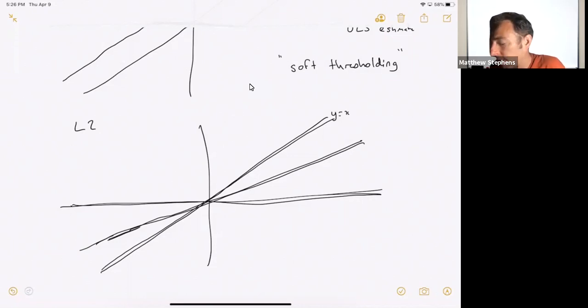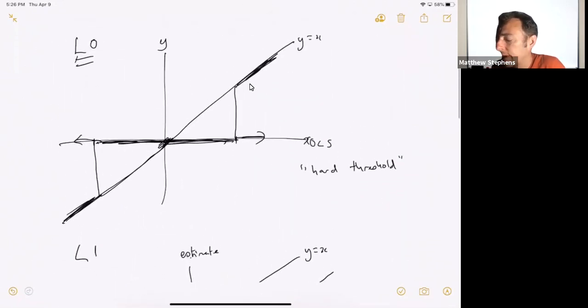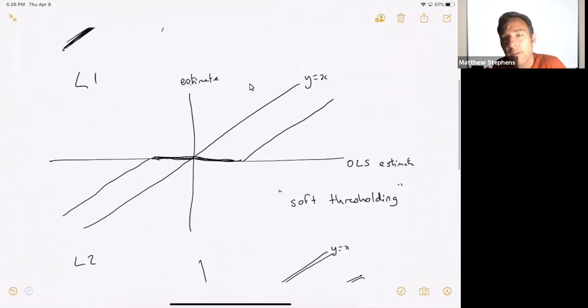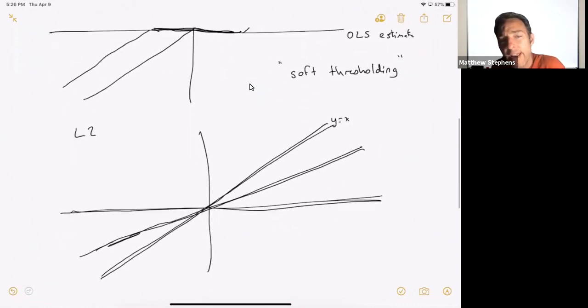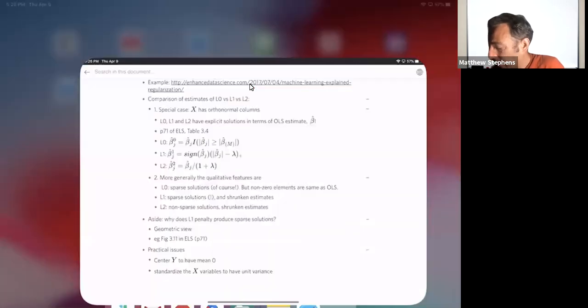So the slope of that line depends on lambda, depends on the penalty. So that's the qualitative behavior, and you can see in this feature why the L0 produces sparse estimates in this special case. L1 does as well because of the thresholding, and L2 doesn't. It makes the OLS estimates all a bit closer to 0, but it doesn't set them exactly to 0. So that doesn't give you sparse estimates.